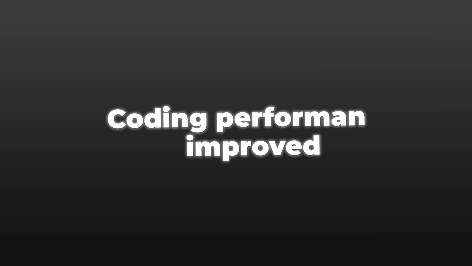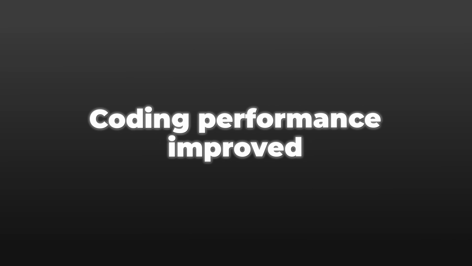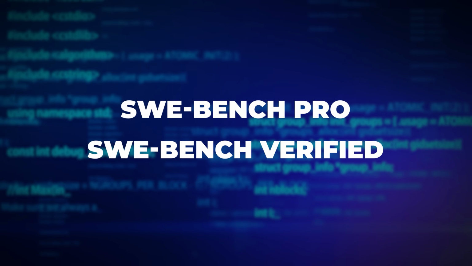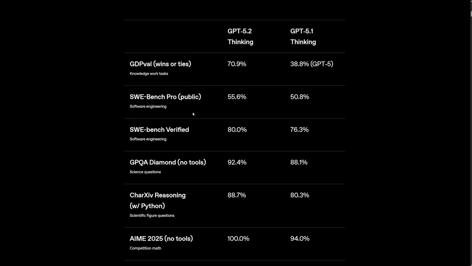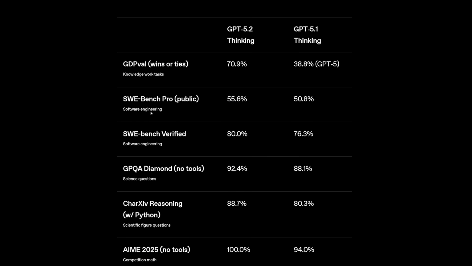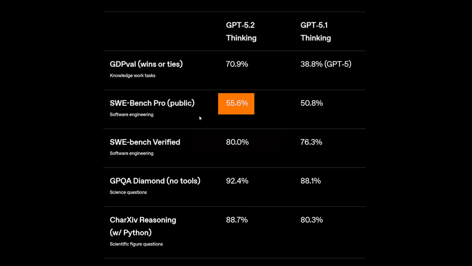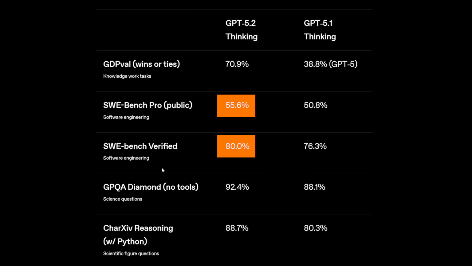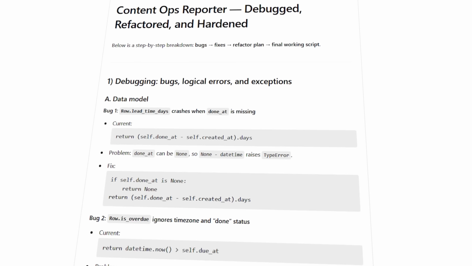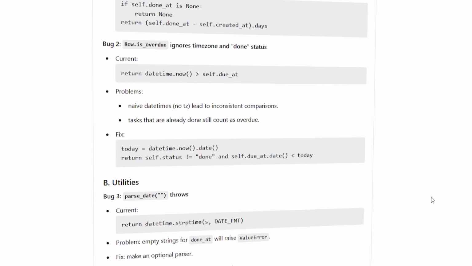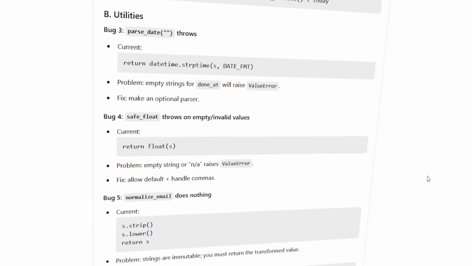Second, coding performance improved in measurable ways. OpenAI highlights SWE Bench Pro and SWE Bench Verified, two real-world coding benchmarks. GPT 5.2 thinking sets a new high on both, including 55.6% on SWE Bench Pro and 80% on SWE Bench Verified. In practice, this means a higher chance the model can reason through real bugs, refactors, and multi-step code changes without falling apart mid-task.